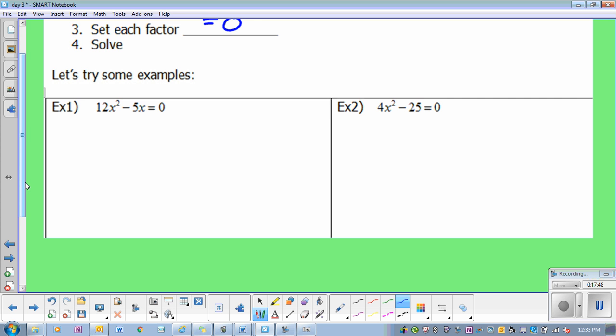So if we look at example 1, it says 12x squared minus 5x equals 0. Okay, already equal to 0, so let's factor. So first step in factoring is the GCF. 12x squared minus 5x. What's the GCF here? X. Okay, so listen, this isn't anything different. We're still just factoring. Okay. So then we have x times 12x minus 5. And remember, all of it equal to 0. Right?